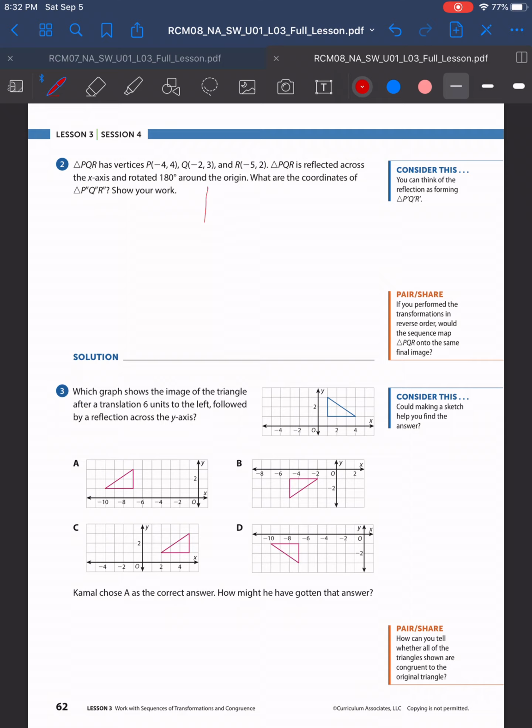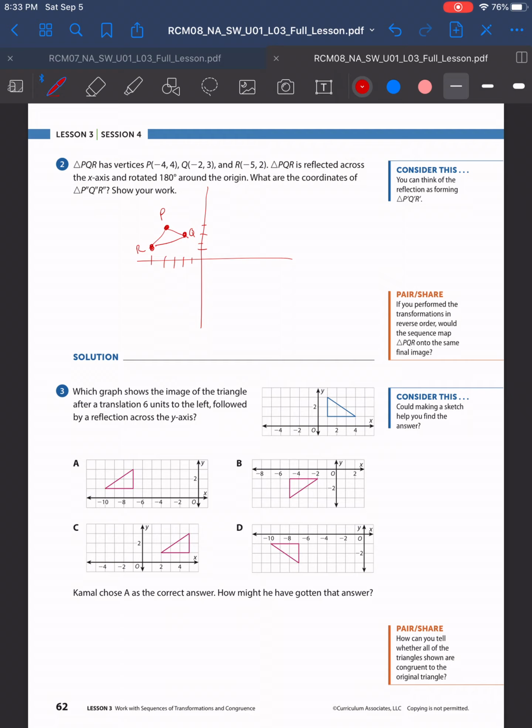I'm going to just draw me a little sketchy sketch, okay? It's not the best, don't get me wrong. I wish I could have grid paper on here. P is -4, 4. Q is -2, 3. And then R is -5, up 2. Okay, bear with me. I know it's not the best.